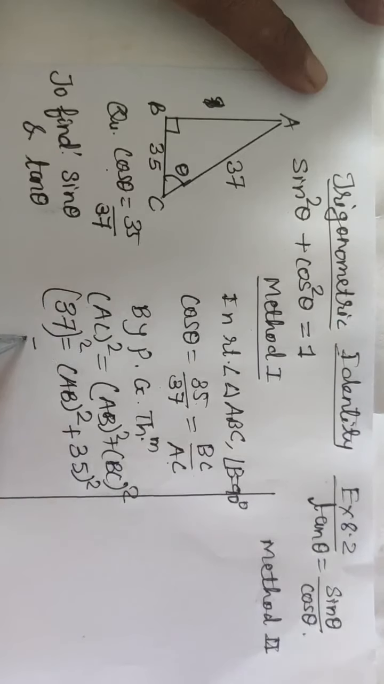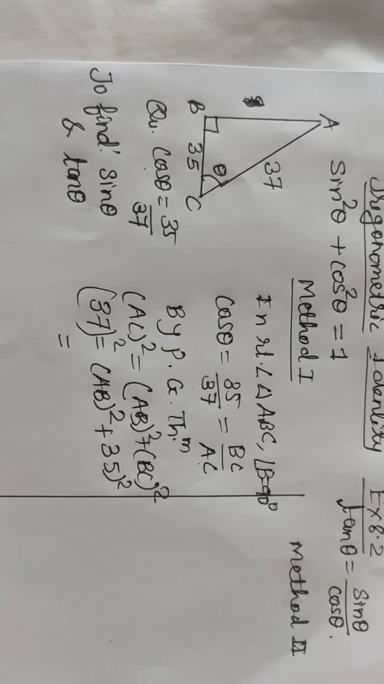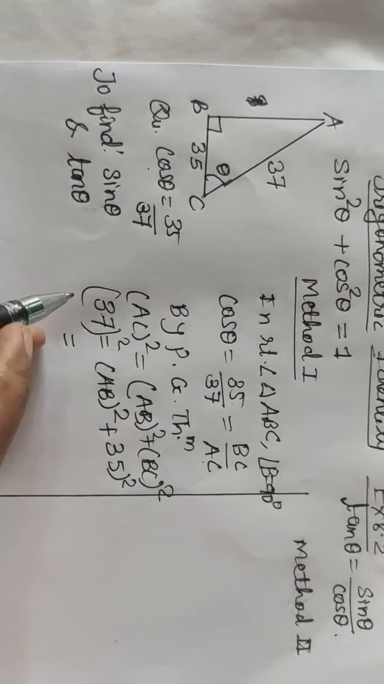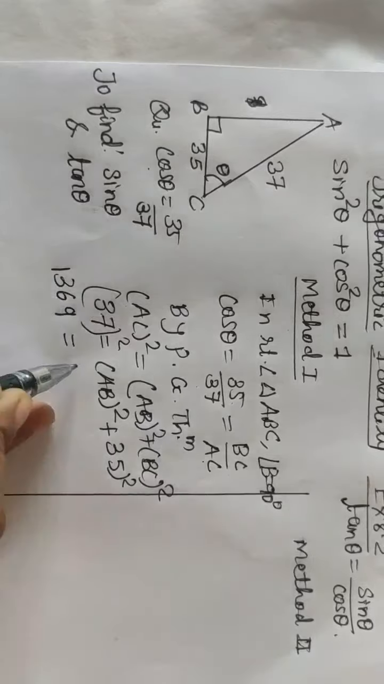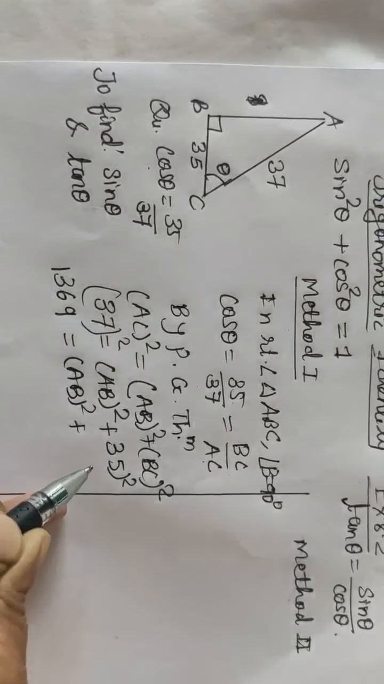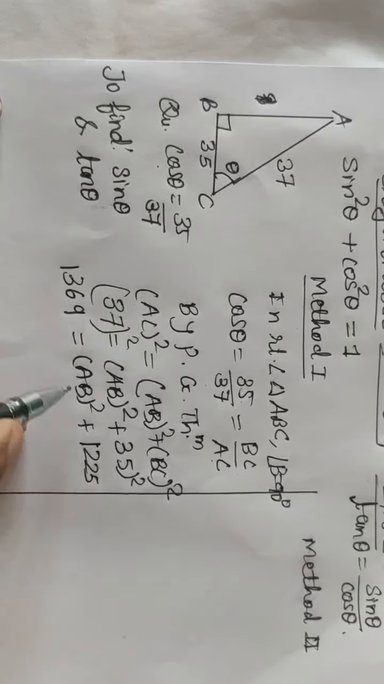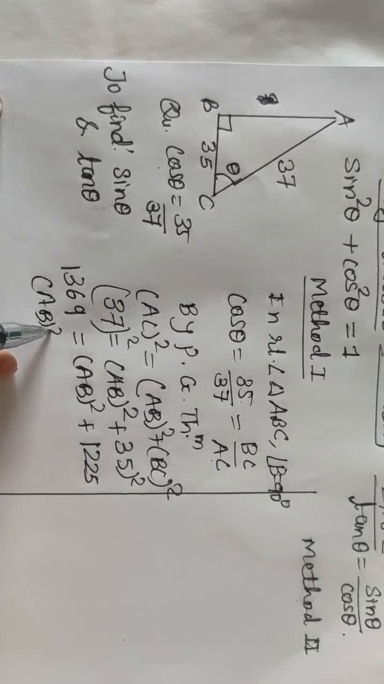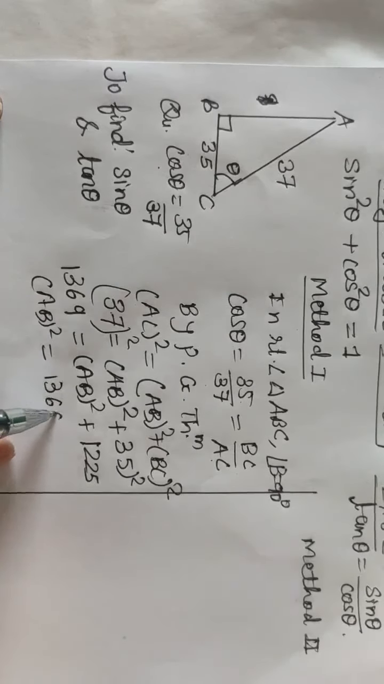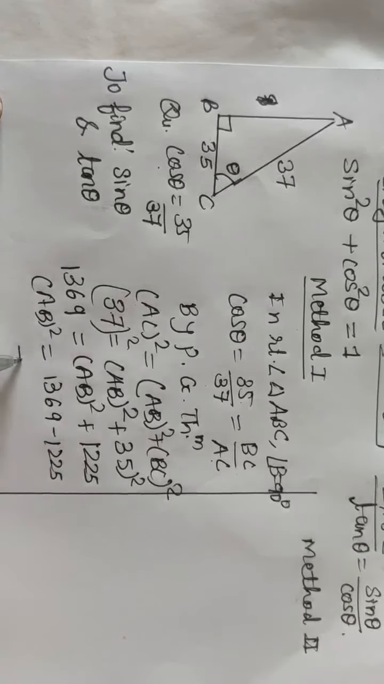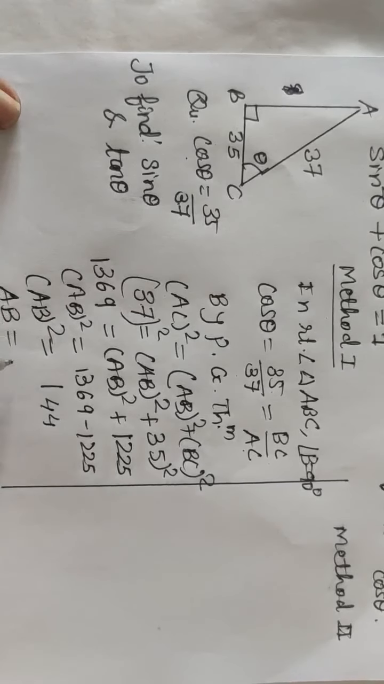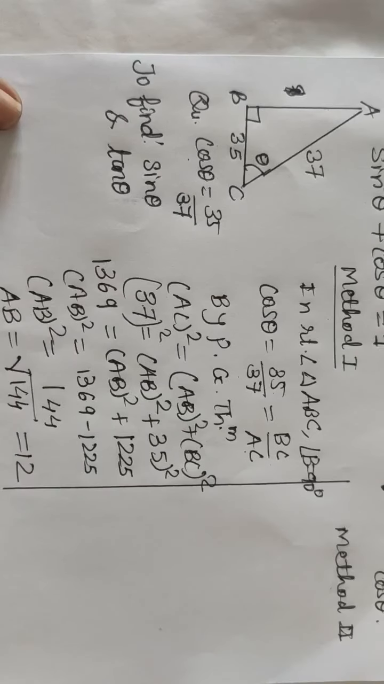And here you have to just simplify. So 37 square is what? 1369. AB square will be as it is, plus 35 square, which if you find out, you will get 1225. Now to find AB square you have to do transposition. So 1369 minus 1225 is equal to what? 144 is the value of AB square. So your AB will be what? AB is equal to square root of 144, which is 12. So your AB is equal to 12.